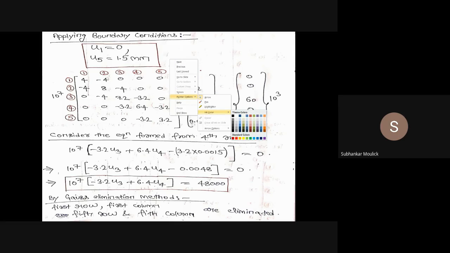But if you consider the fourth row, that is which row? This fourth row into this column. When you multiply this value with this value, will you get 0?